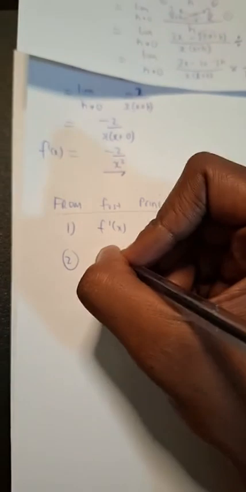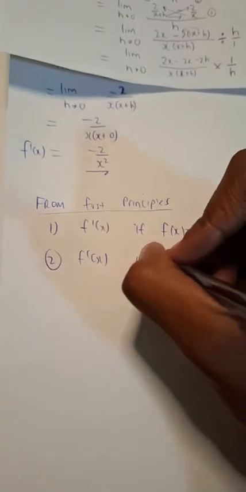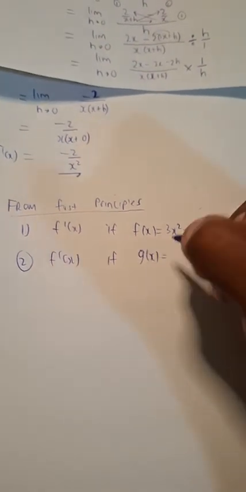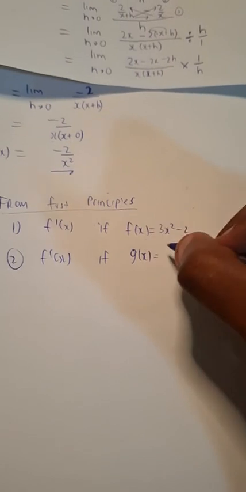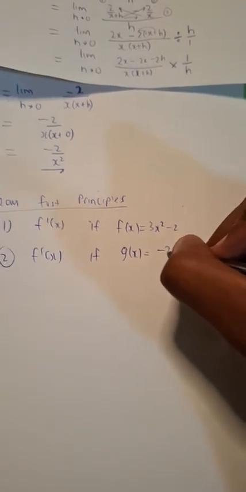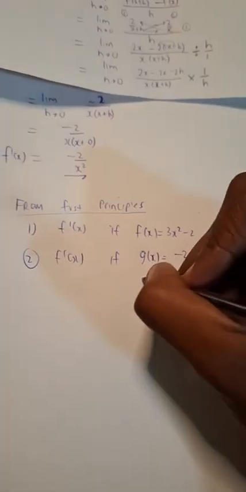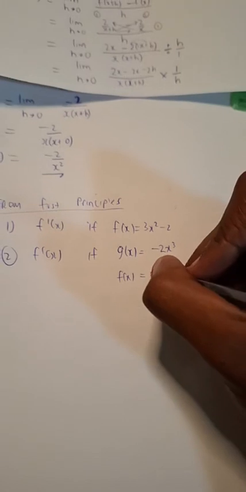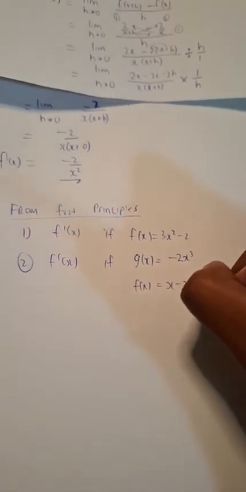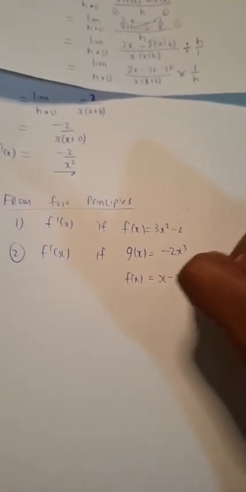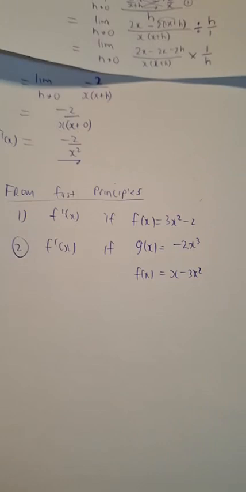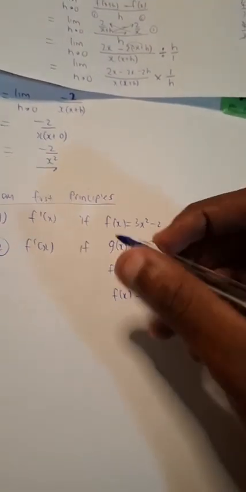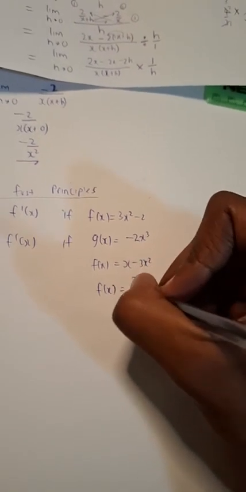Your second one, f prime of x from first principles if g of x is equal to minus 2x cubed. Same thing, x minus 3x squared. And then lastly, f of x is equal to 3 over x.